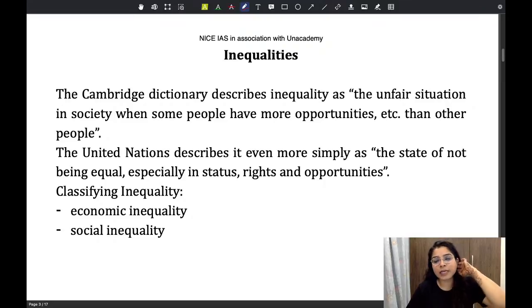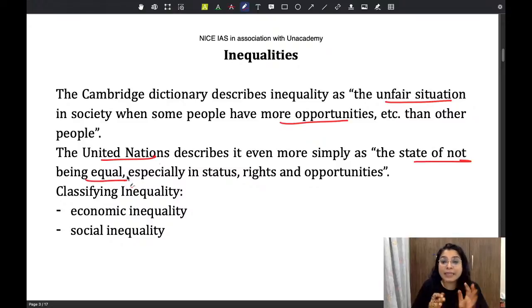For GS, we often say that any current development or any current fact or report from which you can substantiate, you can start. But definitions are the perfect way to start your answers. So how would you define it? Cambridge defines inequality as the unfair situation in which some people have more opportunities than other people. So it is a sense of deprivation, a sense of inequality in the society. The United Nations has also defined it in simpler terms: it is a state of not being equal, in terms of your status, your rights, and your opportunities. So any definition you can choose and learn.